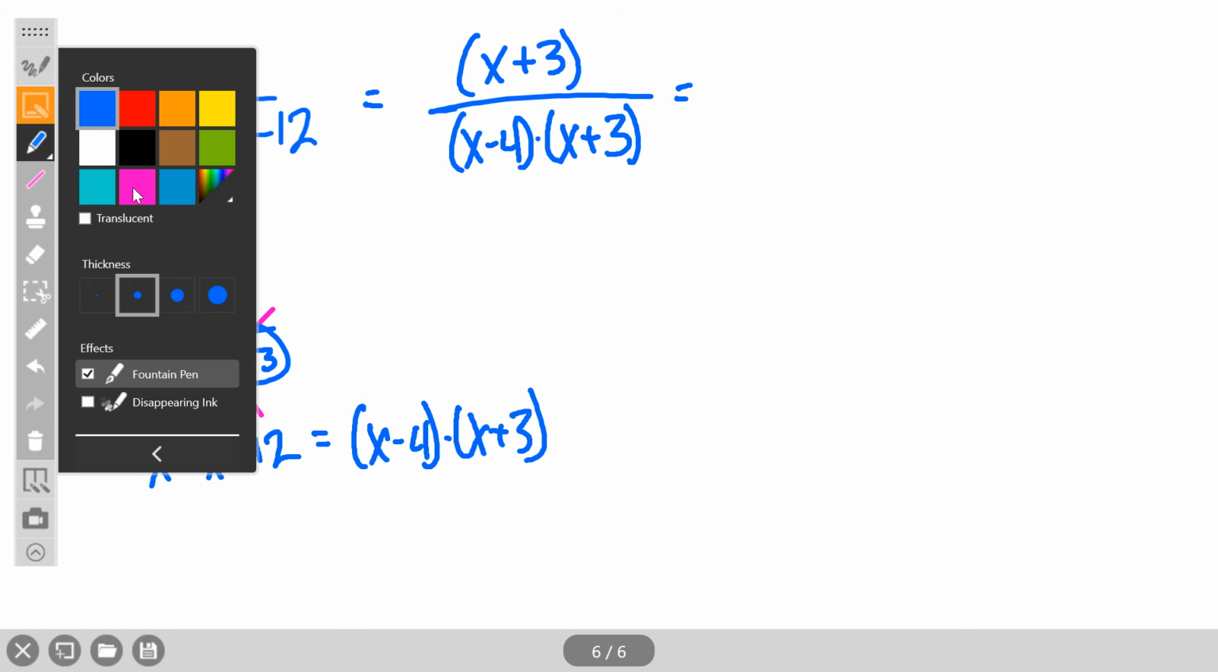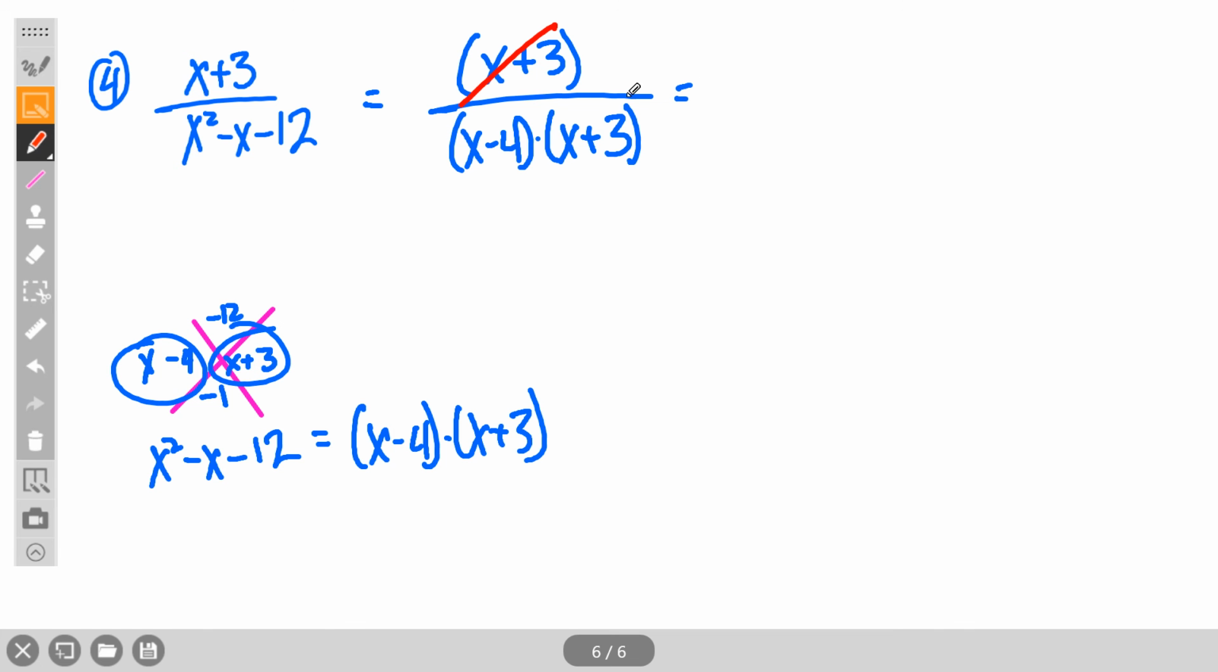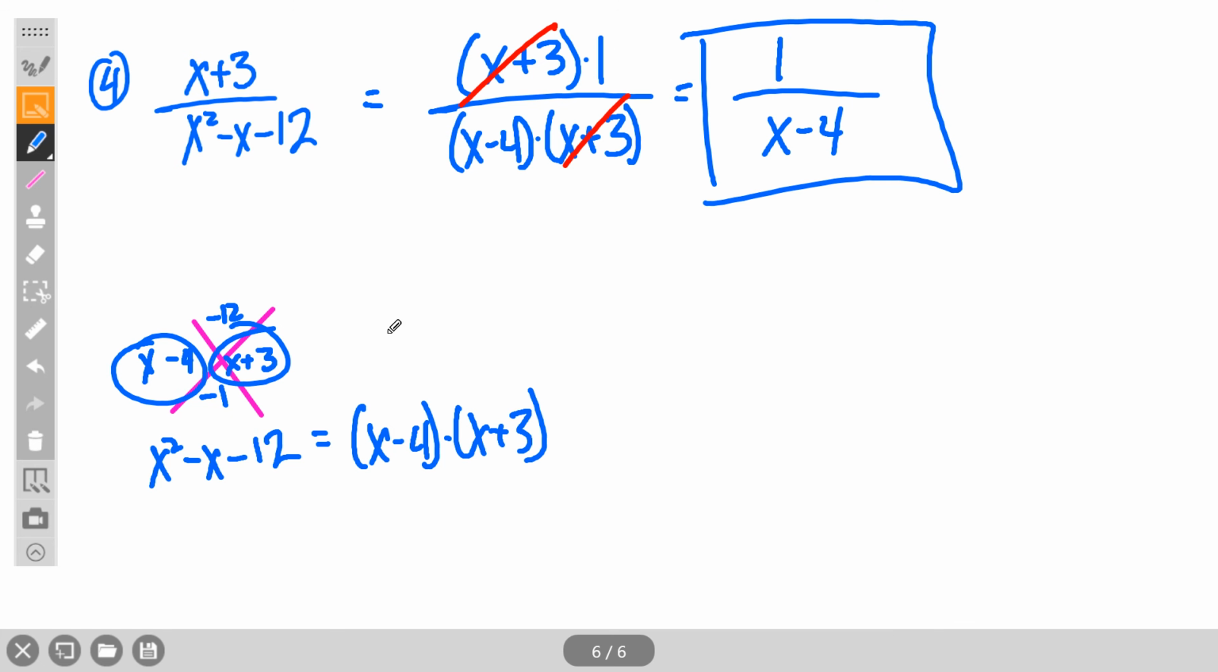Well, as we can see, they have a factor in common, x plus 3. So all we have left in the top is the invisible factor 1, and in the bottom we have x minus 4. So this would be our simplified form for number 4.